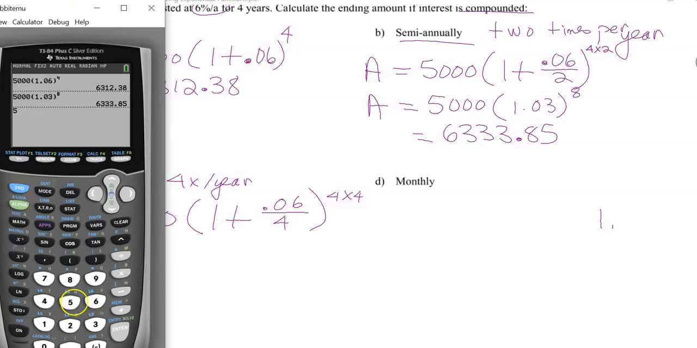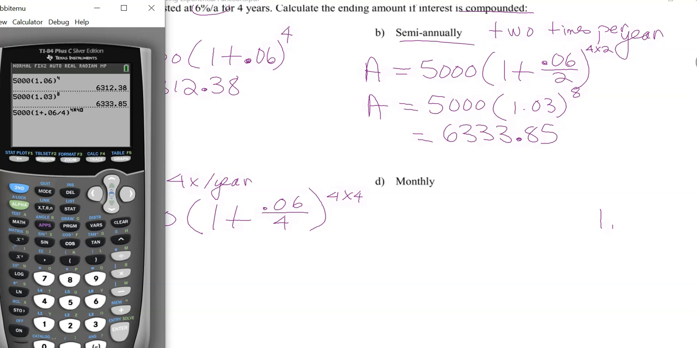All right, 5,000, bracket, 1 plus 0.06 divided by 4, so I don't have to worry about working that out. To the power of, we know it's 16, but we could just go 4 times 4. Now, if you have an older calculator, when you go to the power of, just go bracket, 4 times 4, and then close the bracket.